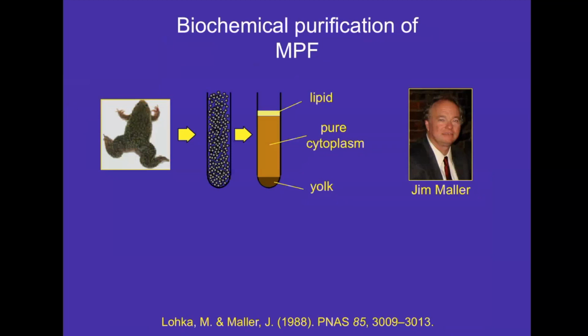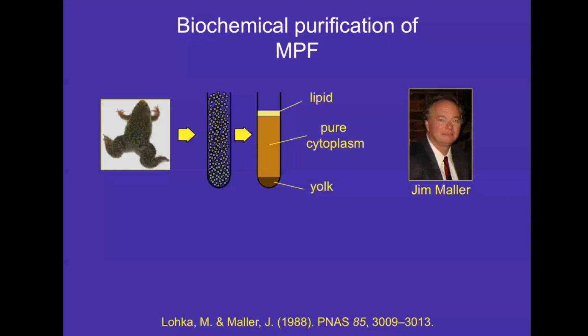And another scientist, Jim Maller in Colorado, was able to build on that work by taking large numbers of frog eggs. Here's the African clawed frog, Xenopus laevis, which is where all these frog eggs come from. And he just centrifuges those eggs at low speed, and because they're such huge cells, they collapse under their own weight and generate this pure undiluted cytoplasm. So there's no dilution of the biological material here, and this pure egg cytoplasm turns out to be a very rich source of all the things you need to go through the cell cycle.